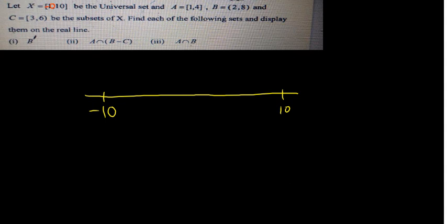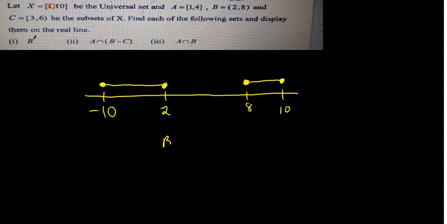Now we are going to get the set B that is starting from 2 up to 8. If you see, the set B is not including 2 and 8, therefore B complement is going to include both of these. And you can see the universal set is including both negative 10 and positive 10. So we are going to shade like that.